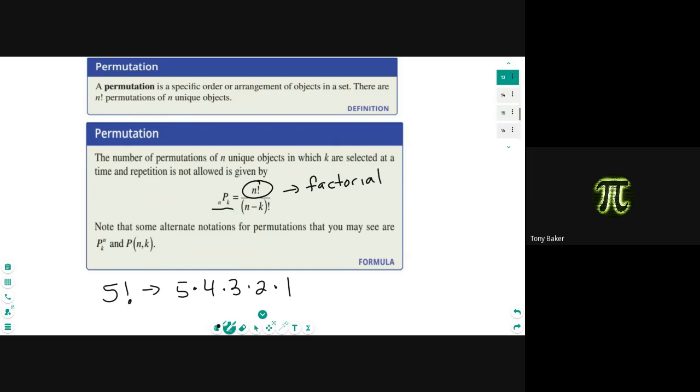Okay. Permutations and combinations look very similar. The problems will be very similar. The distinct difference is, does order matter? So for permutations, order matters. All right. So in a permutation, order matters.